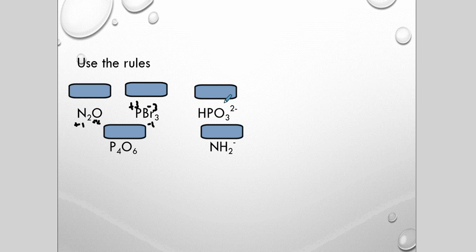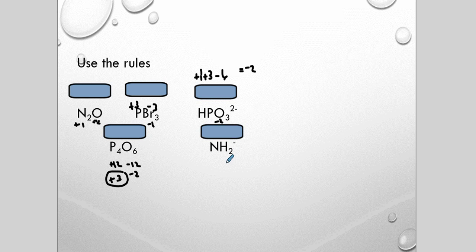Hydrogen phosphite ion, oxygen -2 for an overall -6. Hydrogen +1, covalent compound. Phosphorus, if the whole thing's equal to -2, then phosphorus must be +3. So 4 plus -6 is -2. Tetraphosphorus hexoxide, -2 gives us -12. This must be +12. So +3. How I get +3 there, I have +12 and 4 of them. 4 atoms making a +12 must be +3 each, losing 3 electrons.